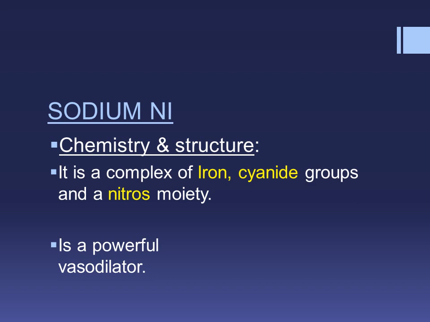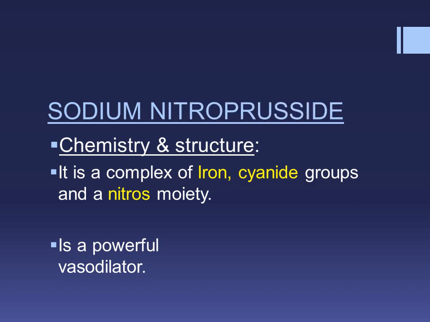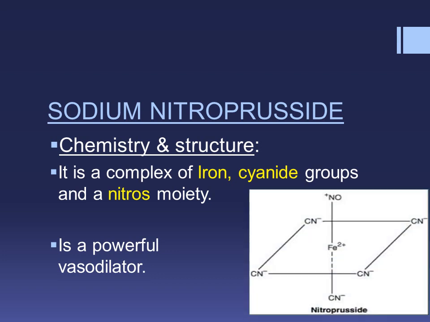So we move on to our next drug, which is sodium nitroprusside. And as we discussed in the classification, it is acting both on the level of arterioles and venules, and it's a complex of iron, cyanide, and nitroso moiety. As you can see clearly from this picture, it's a combo of iron, cyanide, and nitro. It's a powerful vasodilator and it has a rapid onset of action, so it is also given by the parenteral route for hypertensive emergencies.